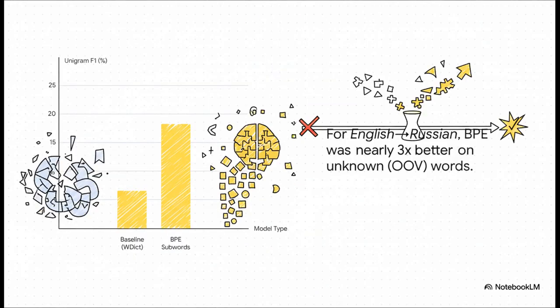But, and this is the crazy part, look at what happened when they tested it specifically on those unknown words, the problem we started with. The results were just wow. For English to Russian, the old way got it right about 6.5% of the time. The new BPE method, 18.3%. That's nearly a 300% improvement. This wasn't just a little better, it was a genuine breakthrough.